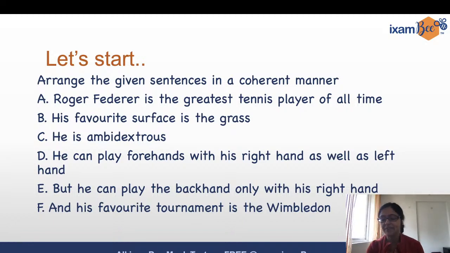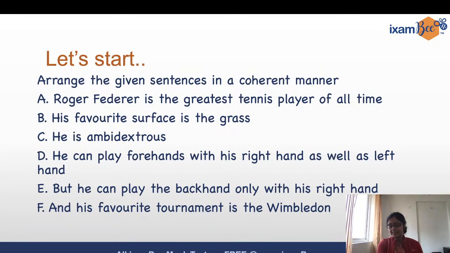Okay, let me give you the answer. If you read carefully, this set is talking about Roger Federer, his talents, the way he's ambidextrous. And next, his preferences, the way he prefers grass as his favorite surface. His favorite tournament is the Wimbledon, right? The moment we know that this set is talking about Roger Federer and his talents and preferences, you can come to a conclusion that the first sentence, Roger Federer is the greatest tennis player of all time, would be the beginning of the paragraph itself.